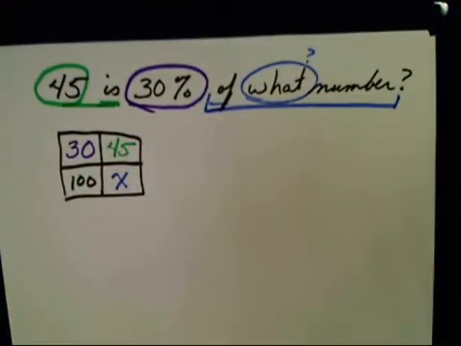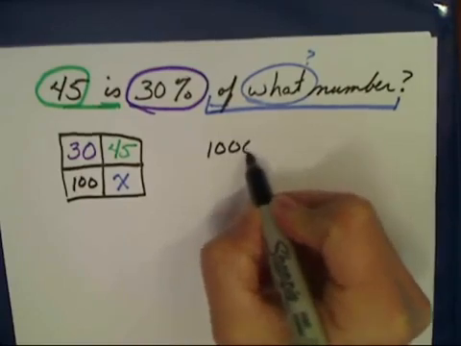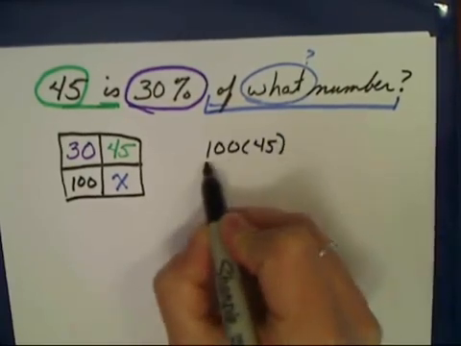And then to solve, we find the diagonal that has 2 numbers. We multiply them, and then divide by your 3rd number.